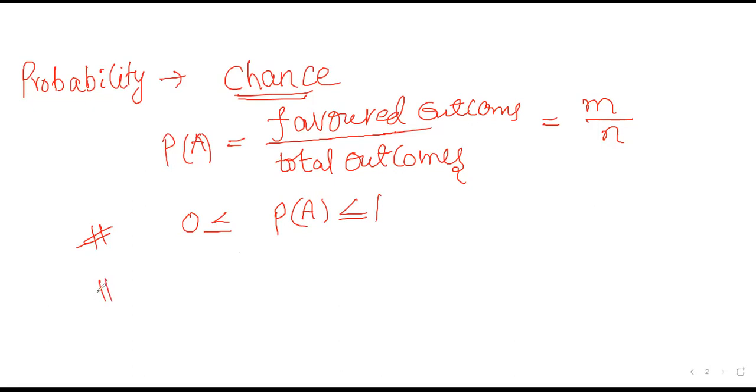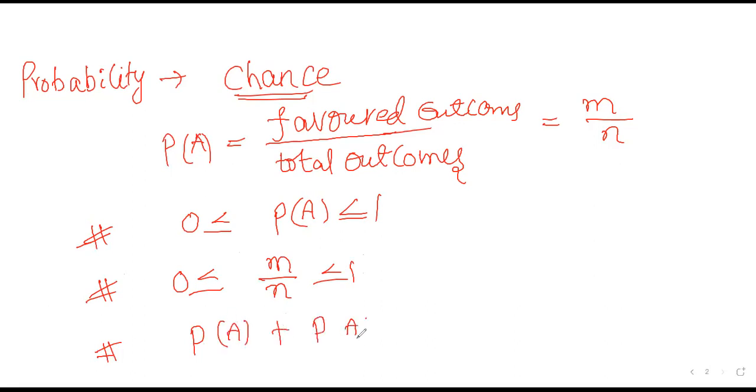So from here I can write 0 is less than or equal to the probability of an event, M by N, which is less than or equal to 1. Then the probability of an event P of A and the probability of the event not occurring, that is P of A bar, sum to 1. So the summation of both gives you 1. Then next, theorems are there, like the addition theorem.